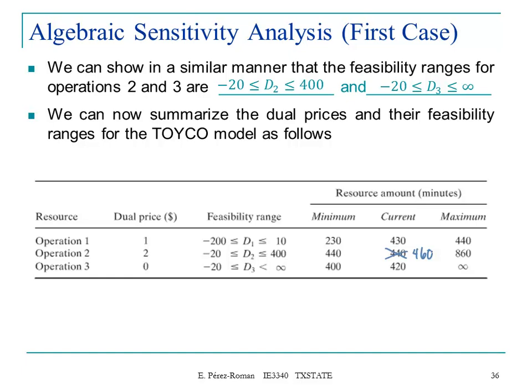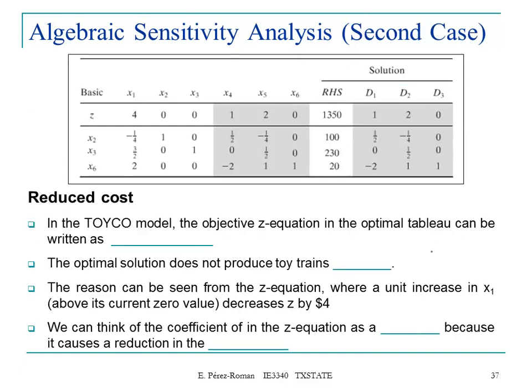We started by looking at the right-hand side of the constraints, and then we moved to the second case, which is basically looking at changes in your coefficients of the objective function. These are your revenues. So you want to know if you change the revenue that you're making for each one of your products, how would that affect your optimal solution? And that's the second case. So now we're going to look at that second case for the sensitivity analysis.